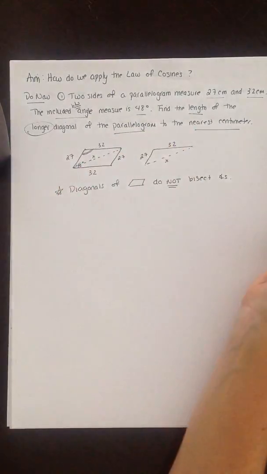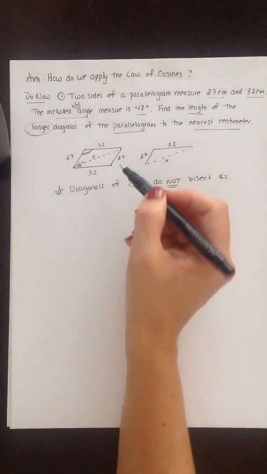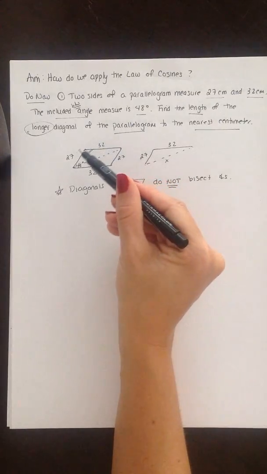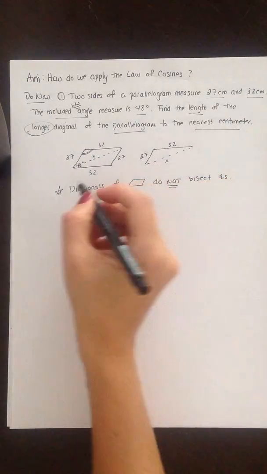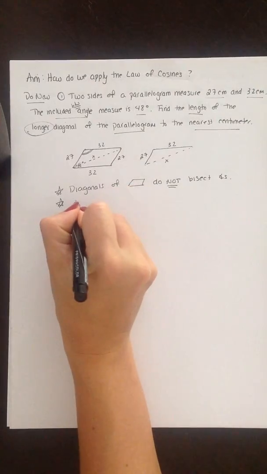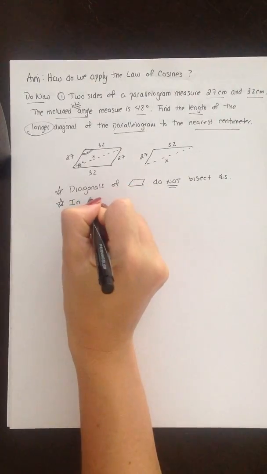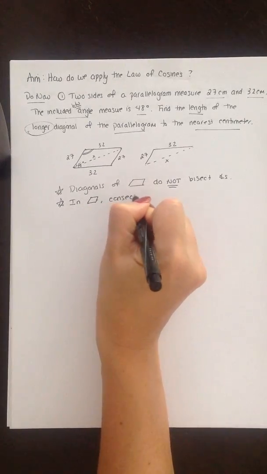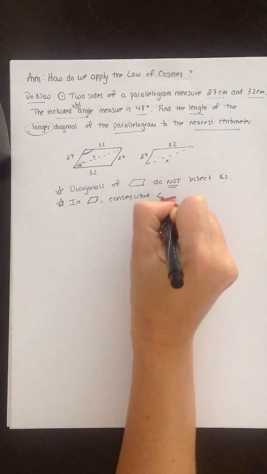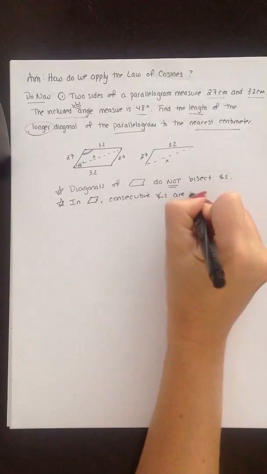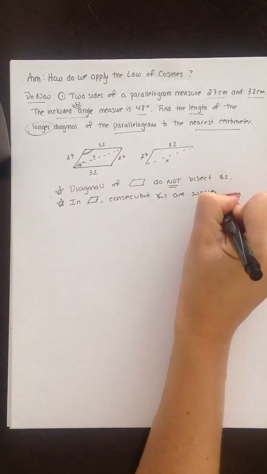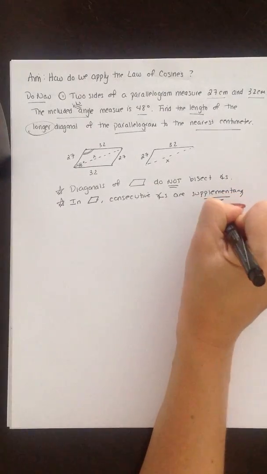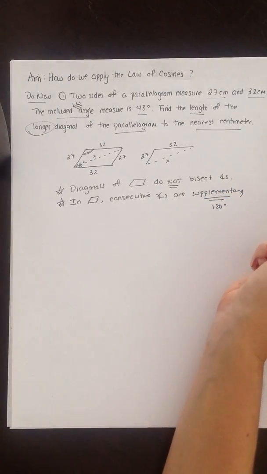We might be able to find out something about this angle. If we have a parallelogram, the total number of degrees in a parallelogram is 360, and in a parallelogram, consecutive angles are supplementary. What does supplementary mean? They add to 180 degrees.